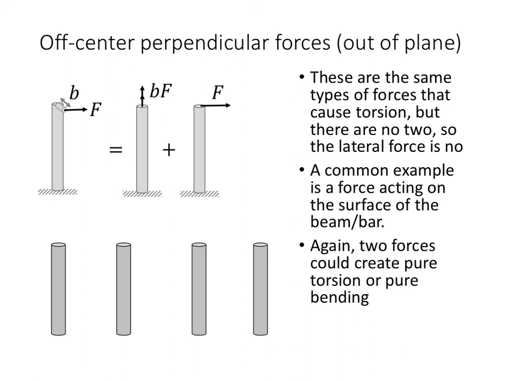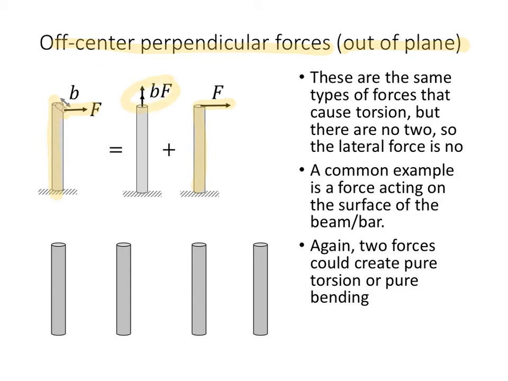An off-center perpendicular force is out of plane. So this is one where the force F is perpendicular to both the long axis of the bar and to the vector here, B, which is coming straight towards us in the Z direction, between the central axis of the bar and where the force is applied. So again, this can decompose. There's clearly a lateral load here because we're pulling on the beam sideways. But then there's also this torsional load, which is the B times F. And so that's what we see here.